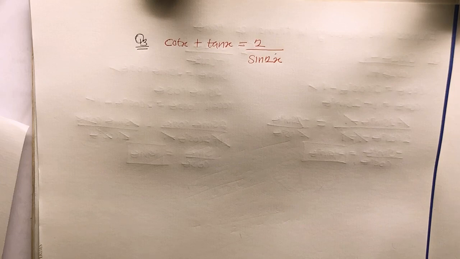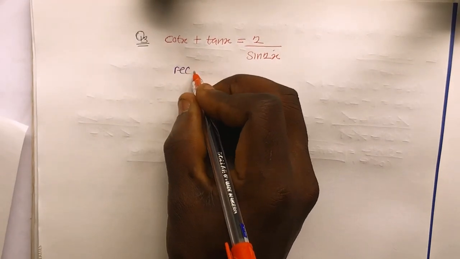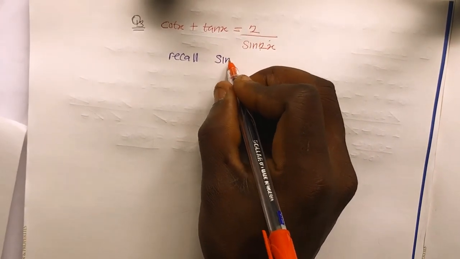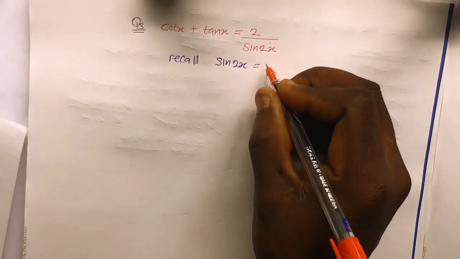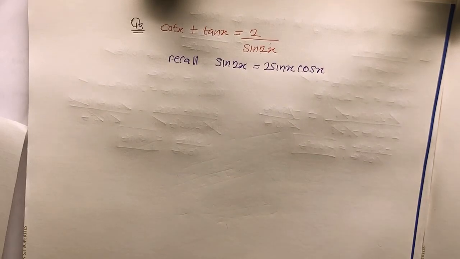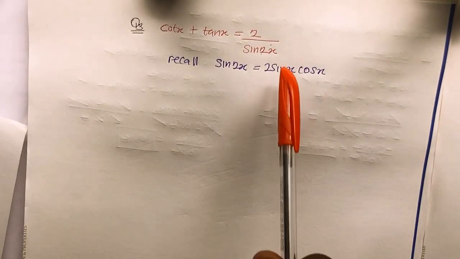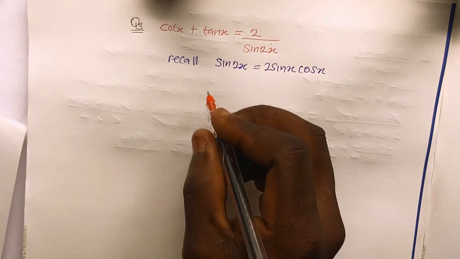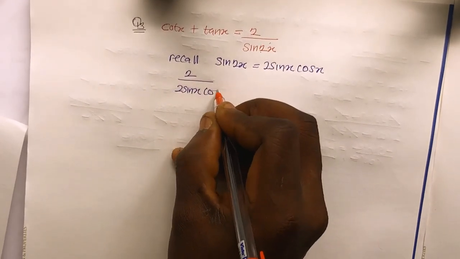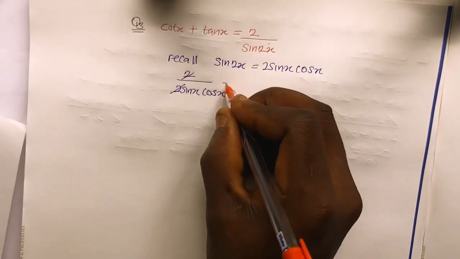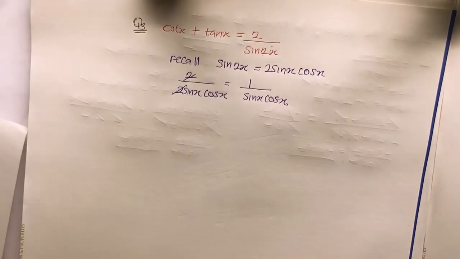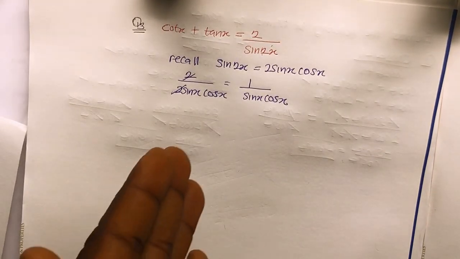Looking at this, I'm having 2 over sine 2x. How can I prove 2 over sine 2x? I can recall, because I have a basic identity here, the addition formula. Recall that sine 2x equals 2 sine x cos x. Since sine 2x equals 2 sine x cos x, I should be able to prove this. Then I'll be having 2 over 2 sine x cos x. This will cancel this, right? I'm having 1 over sine x cos x.